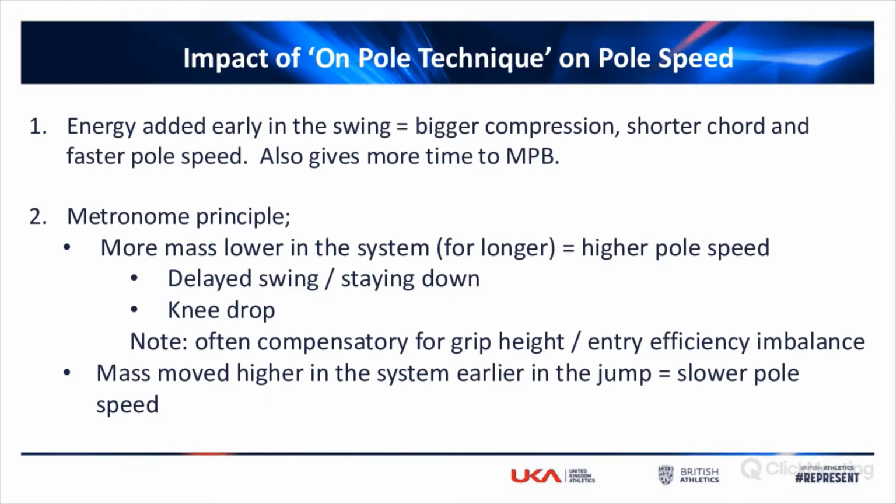So, impact of on-pole technique on pole speed. I wanted to start here. The energy that we add early on in the swing phase gives a bigger compression on the pole. It shortens the chord and therefore gives us faster pole speed if we shorten the chord more. I'll explain more about that a little bit later.